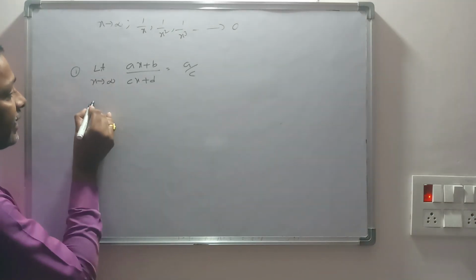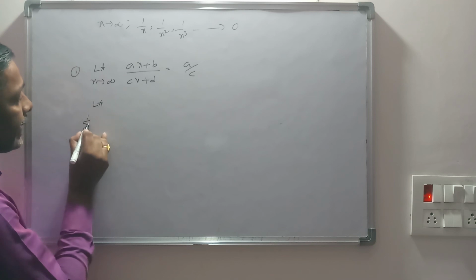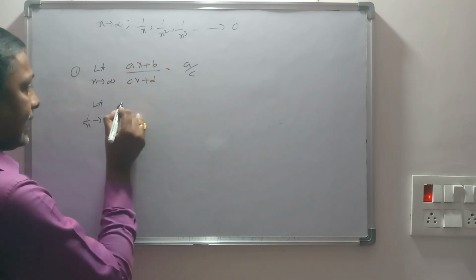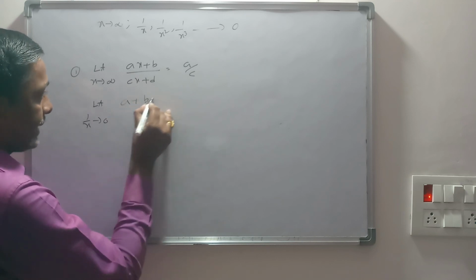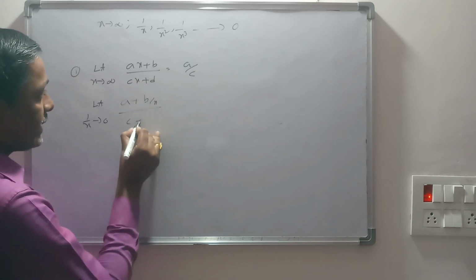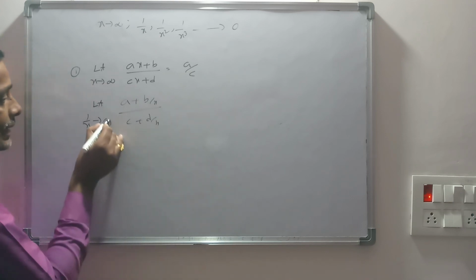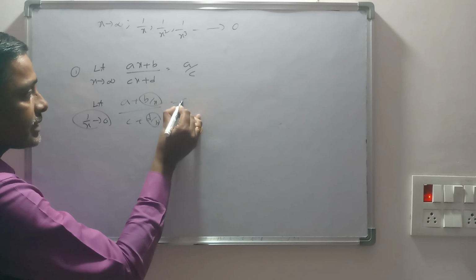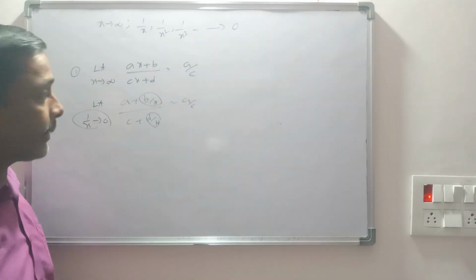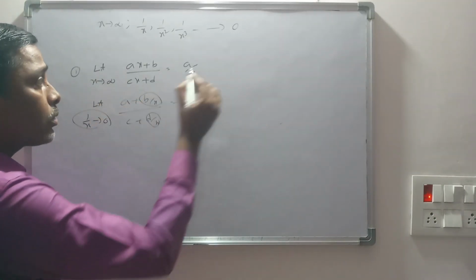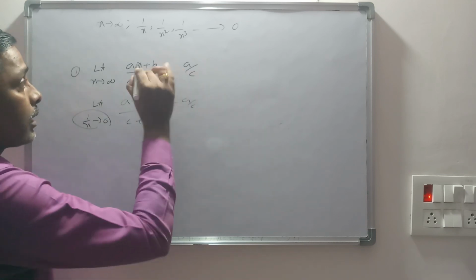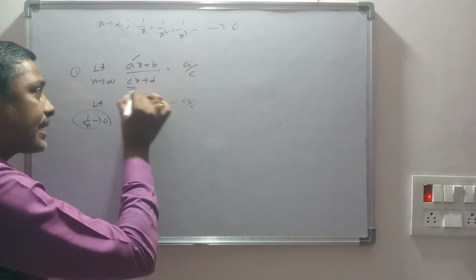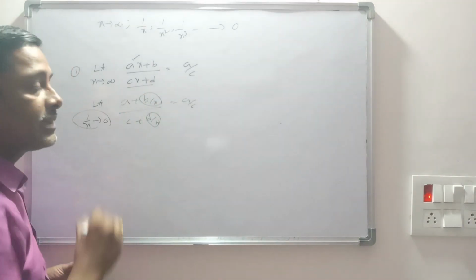How to solve this one? x approaches infinity, so 1 by x tends to 0. Divide numerator and denominator by x: a plus b by x, by c plus d by x. 1 by x approaches 0, so those terms become 0. What is the answer? a by c. How to write directly? The coefficient of the highest degree of the numerator by the coefficient of the highest degree of the denominator.